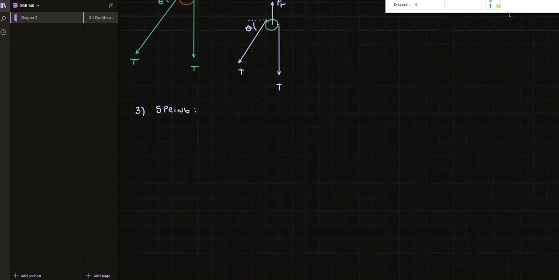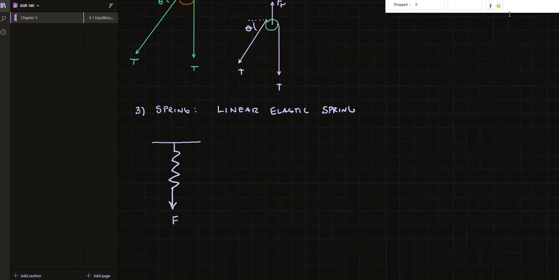Okay, our third topic here is going to be springs, and we're going to talk about only linear elastic springs. Those are springs with a constant spring coefficient. So we're talking about maybe something like this, where you would have a spring and a force. Maybe the force is a weight. Then we'll have some pertinent dimensions here.